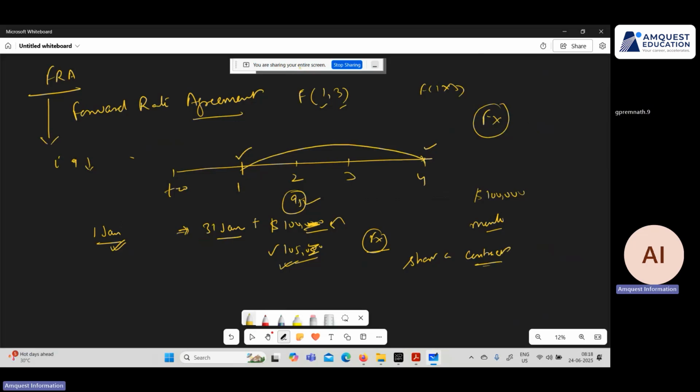Where I would say that I would be selling $100 after 1 month, from 1st Jan to 31st Jan, and I would be long INR at a specified rate. So I locked in today itself, irrespective of how the market would move after 1 month. I just locked in the price so that I am sure that this is the amount I'm going to get after 1 month. Got it. Is that okay?